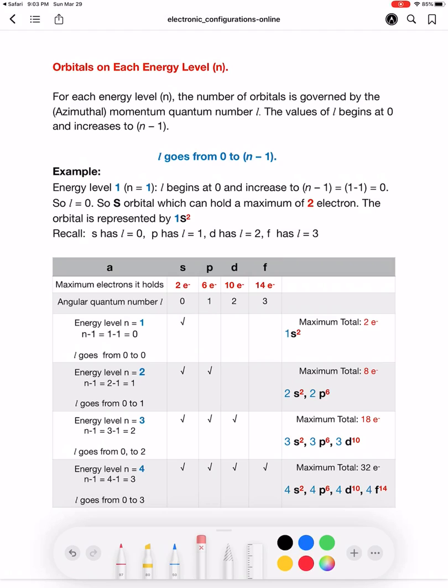So how many orbitals do we have on each energy level? l goes from 0 to n minus 1. So for energy level 1, for example here, n minus 1 is 0, so l will be 0. So the orbital that has l 0 is s and can hold a maximum of 2 electrons. And in this table goes energy level 1, 2, 3, and 4, and you follow the same strategy. So you need to understand what's on this table. Okay.